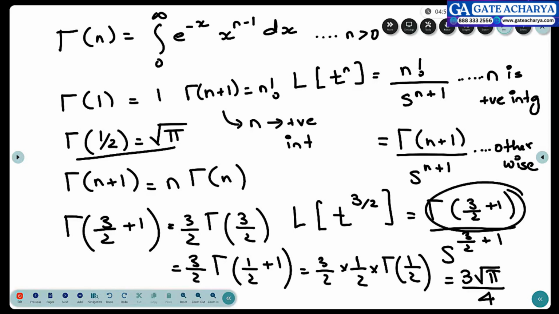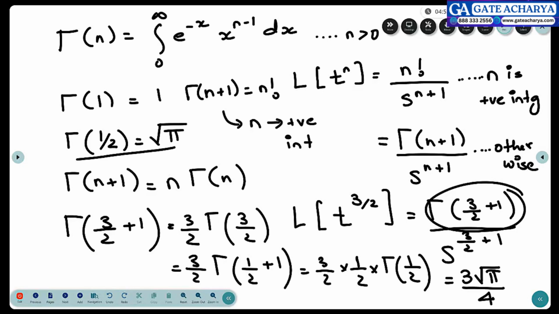So this is the value of this gamma function. This plus 1 is the separate part. This plus 1 always gets vanished. Always remember this, plus 1 always gets vanished. So what will be the answer of this Laplace transform finally? 3 root pi divided by 4 into s raised to 5 by 2.